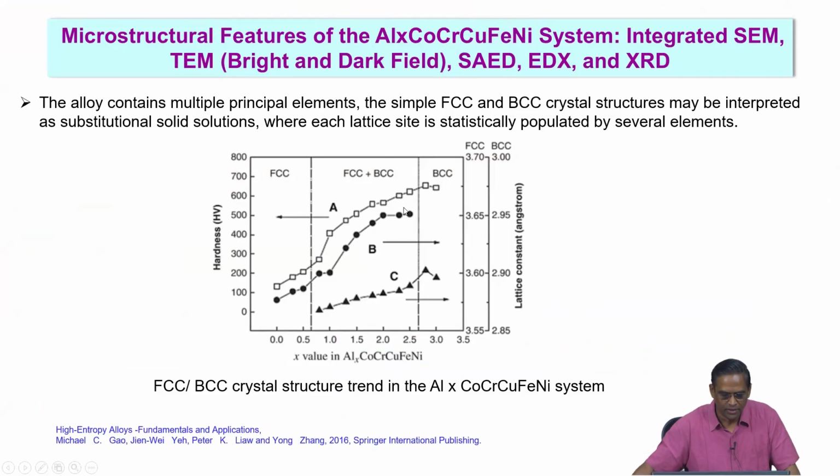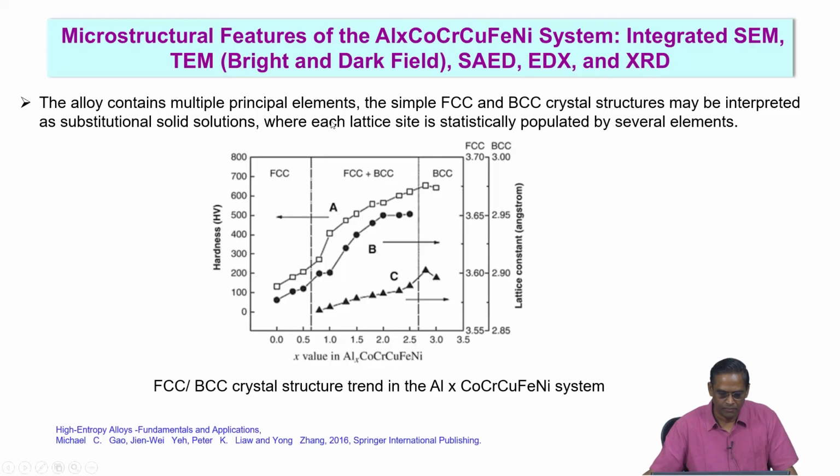Okay, so let us start with the microstructural features of the aluminum, cobalt, chromium, copper, iron, nickel system. It is a quite popular high entropy alloy system, and when you vary the aluminum content, it evolves from FCC to an FCC plus BCC mixture, and then at higher aluminum content it exhibits a BCC structure. This I think we have seen in the previous lecture also.